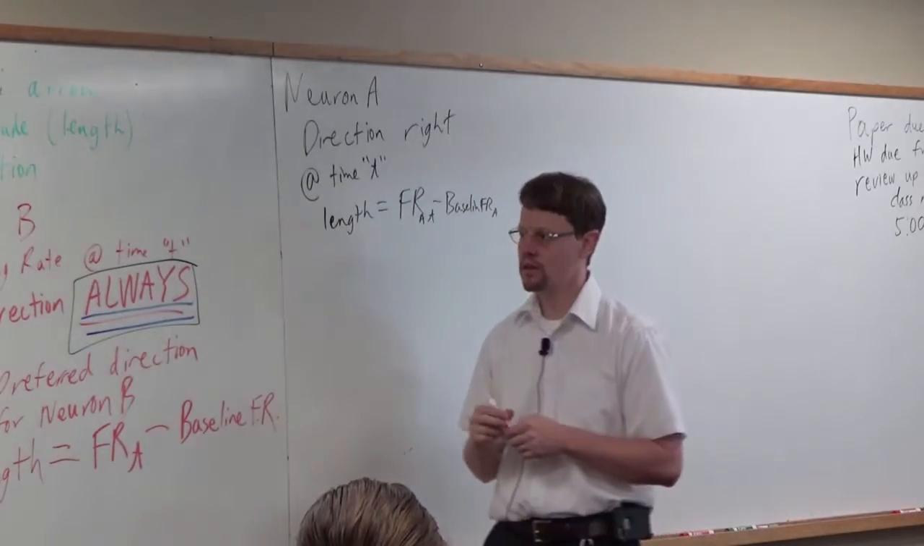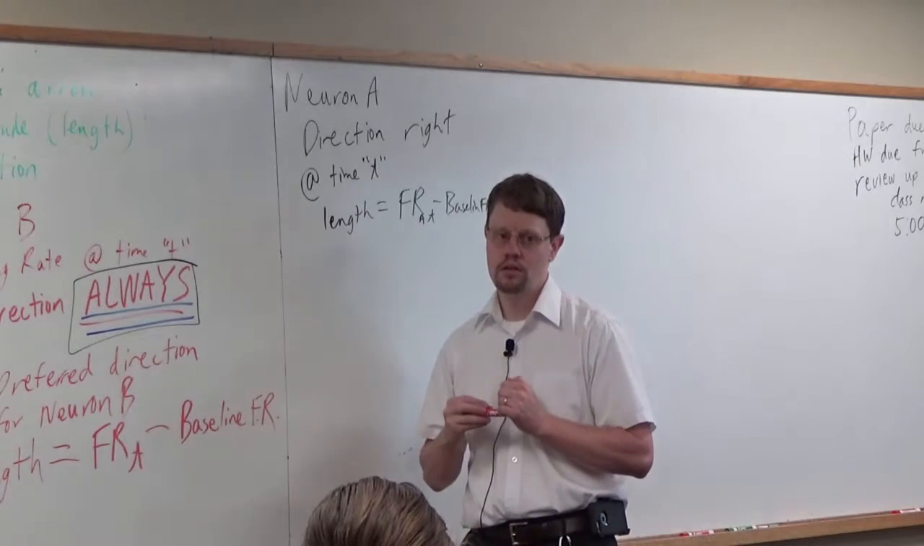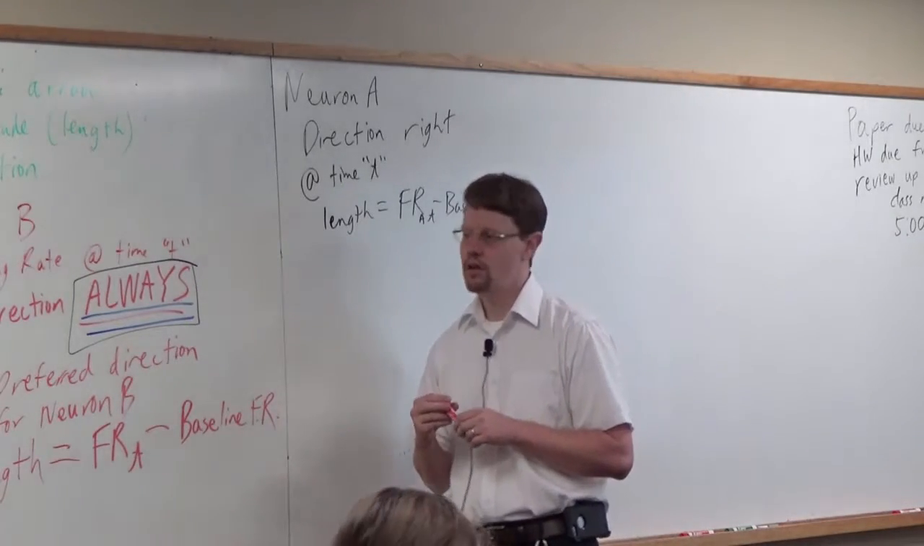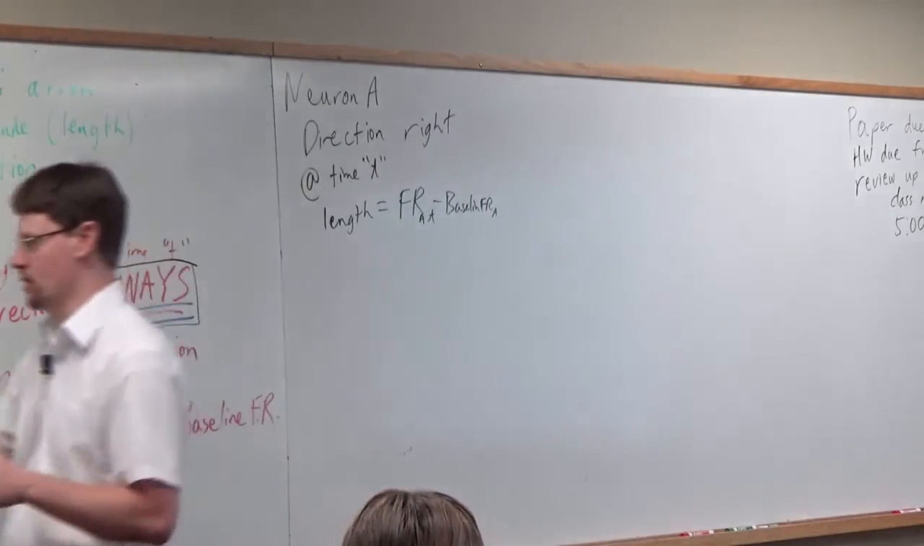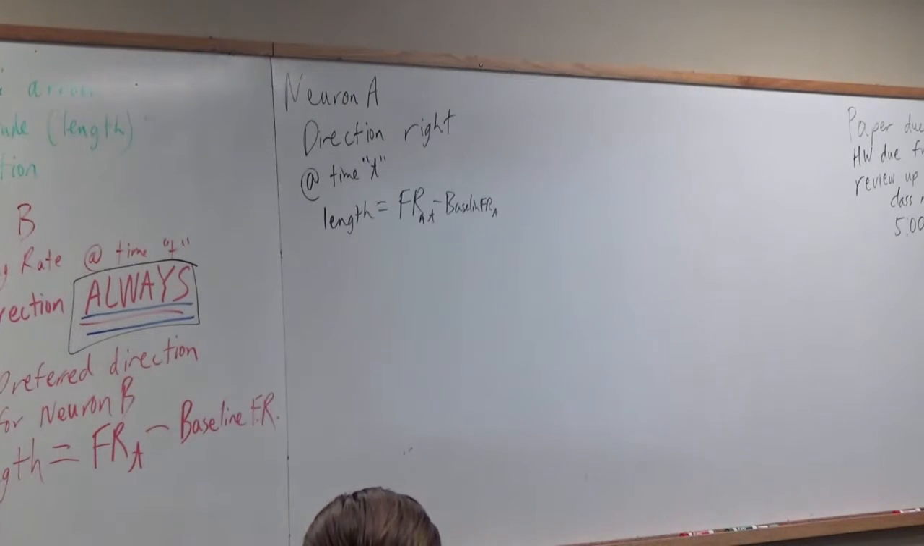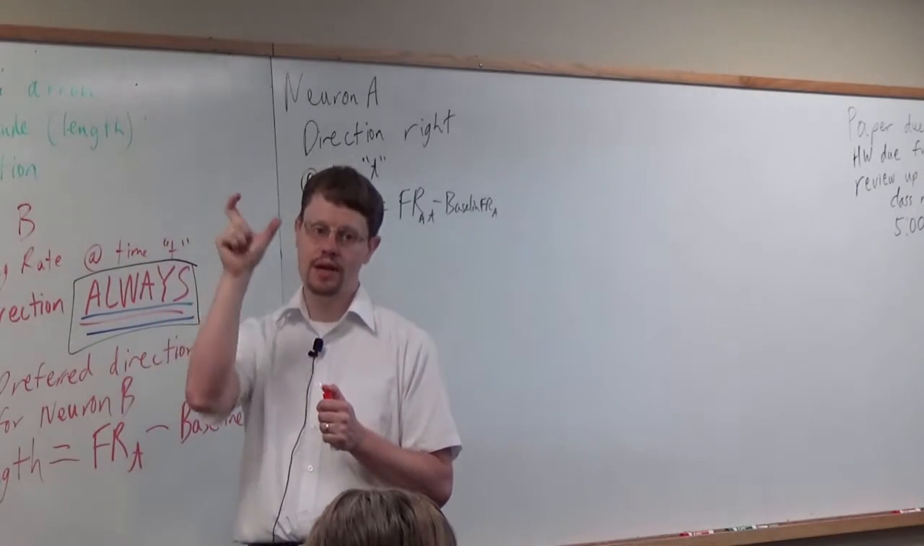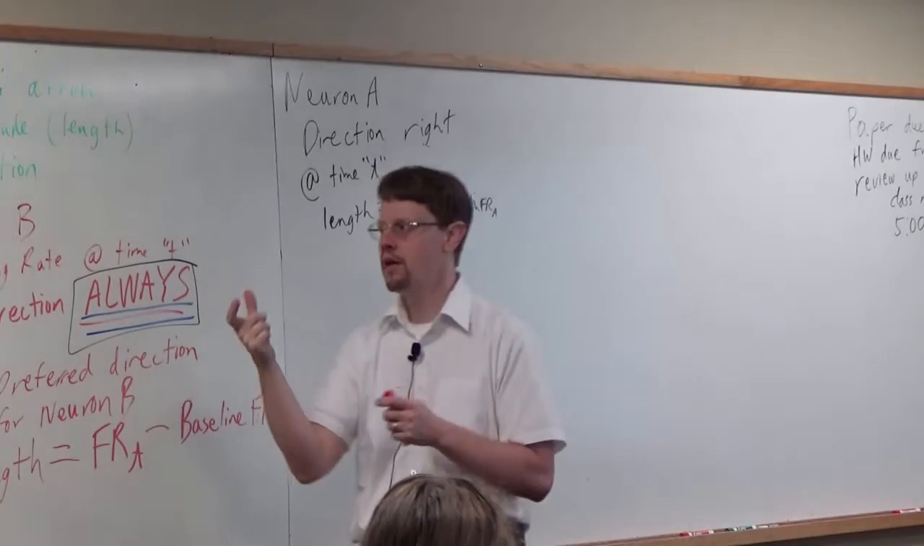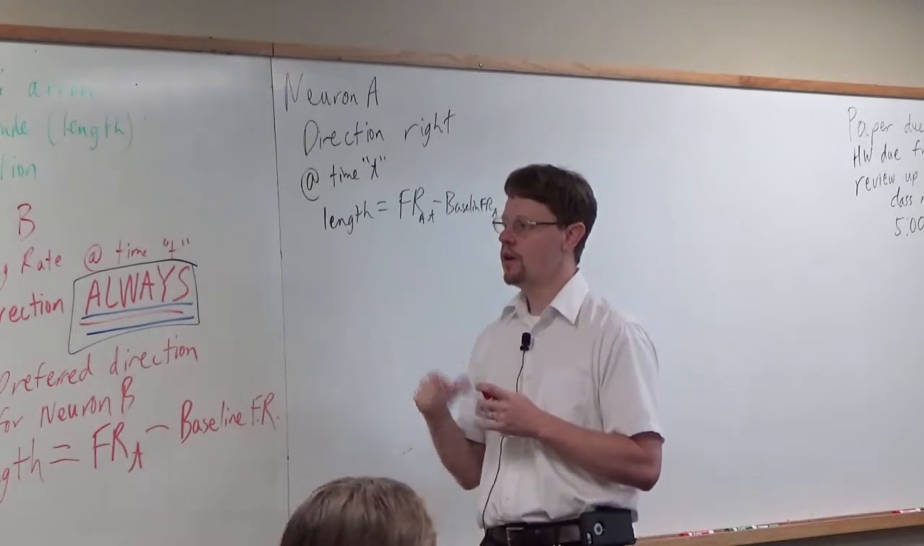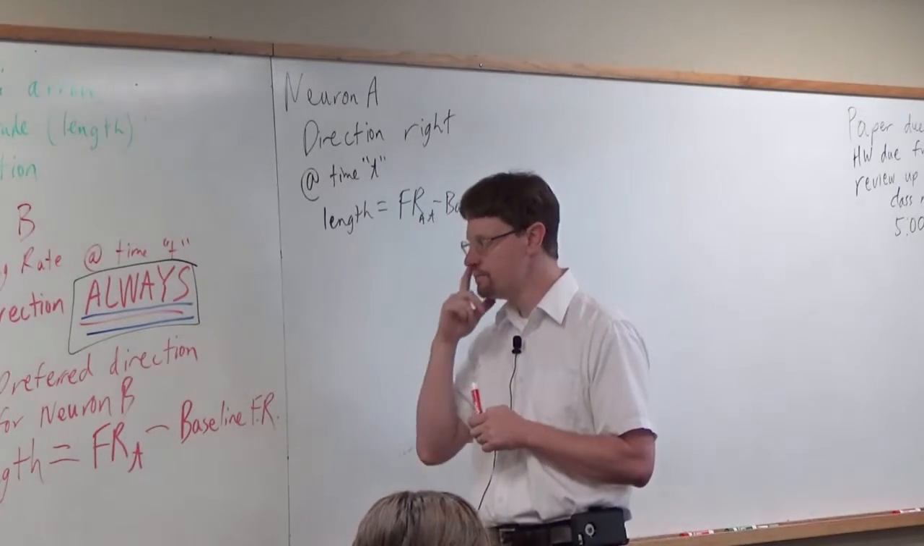Yeah, sure. Baseline firing rate is the firing rate on the outside circle? The baseline firing rate is what's in the middle here. I'll always either write it in the middle, or on the test, in the words on the problem, I'll say the baseline firing rate for neuron A is whatever, and so you'll always know that.